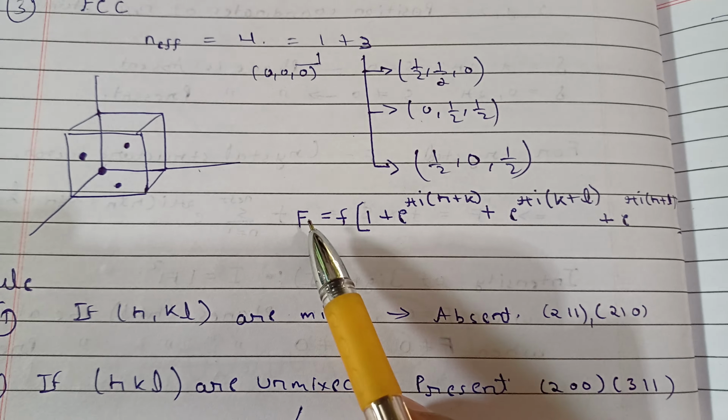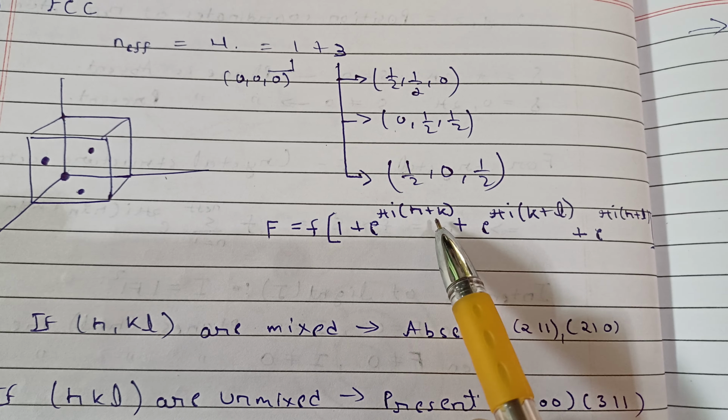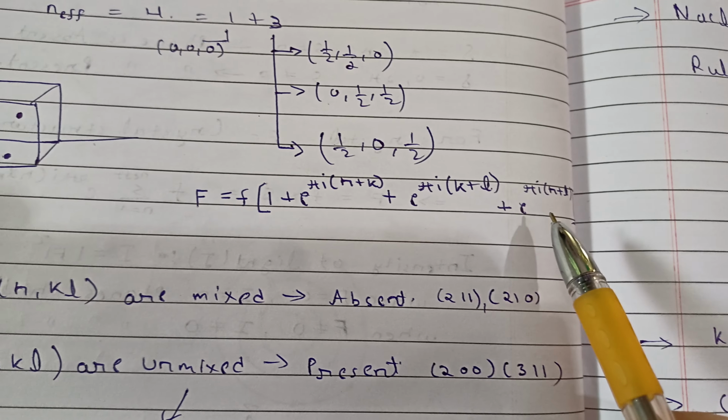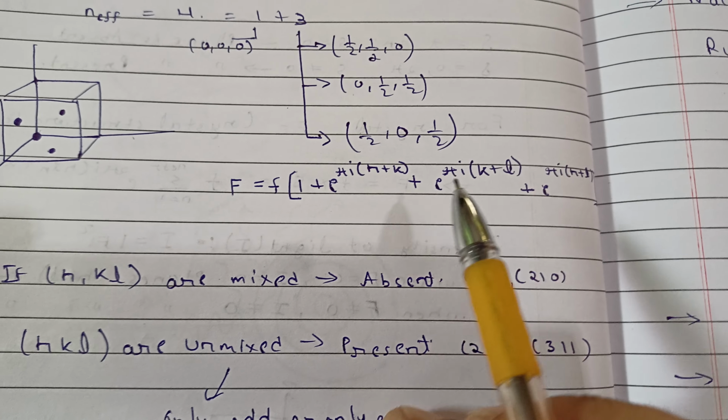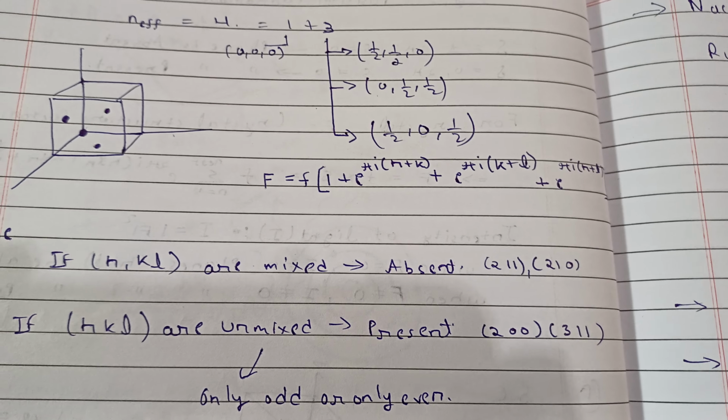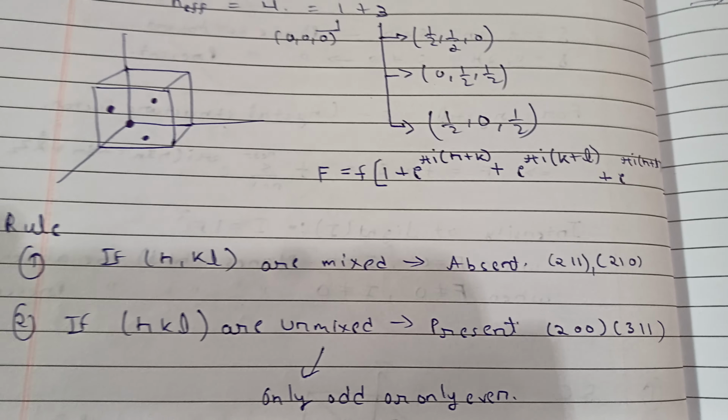So it will give you f equal to small f1 plus e^(iπ(h+k)), e^(iπ(k+l)), and this. Okay, now if you try to solve, then you will get the same. Let me give you just the rules here.